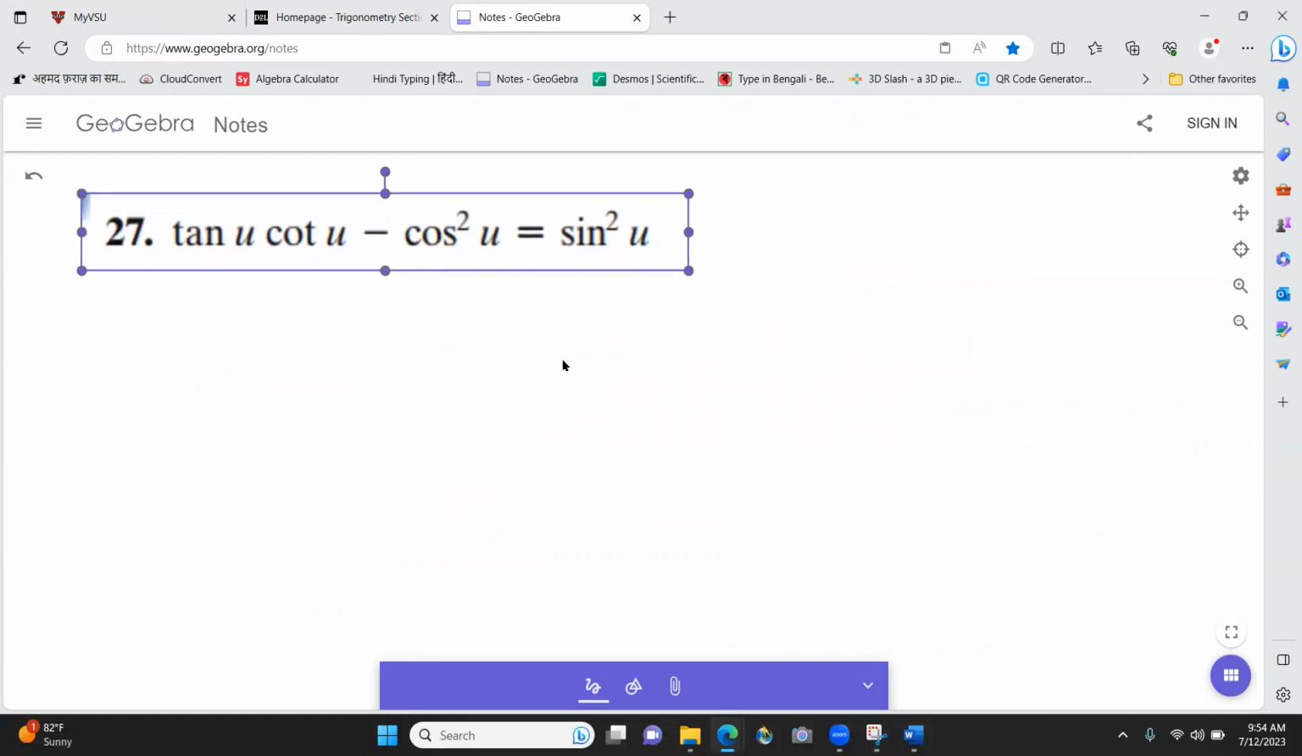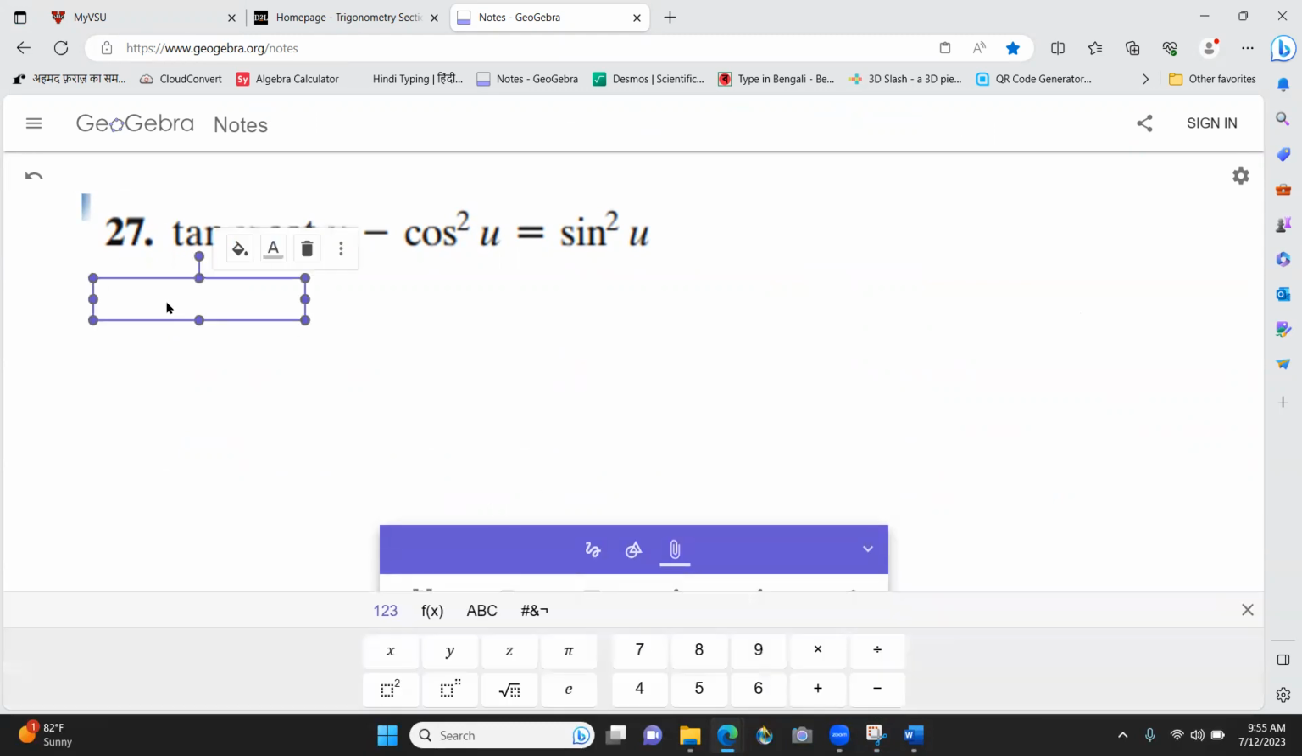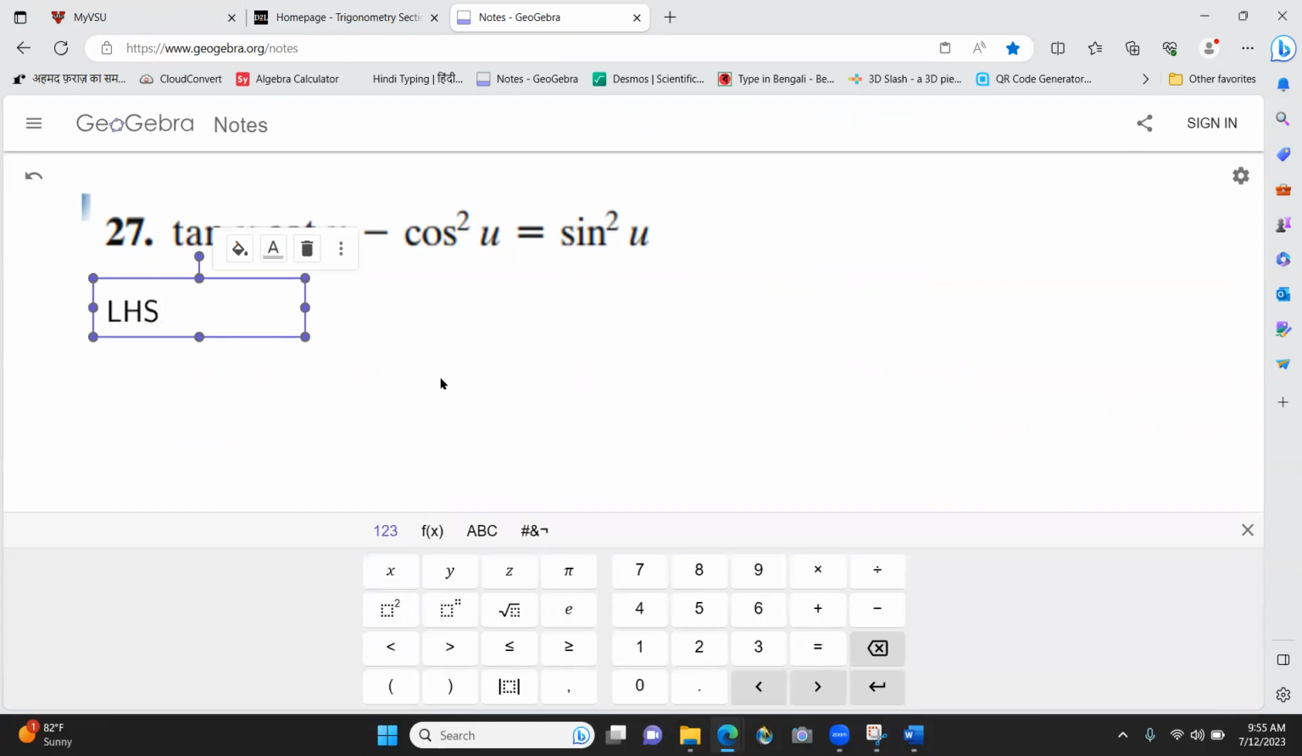All right. So, of course, the left-hand side is more complicated than the right-hand side. And I am going to start with the left-hand side because I want to simplify the side that's more complicated. It really doesn't matter where you want to start.